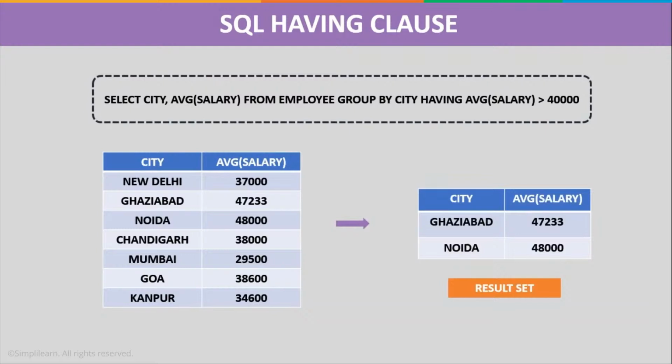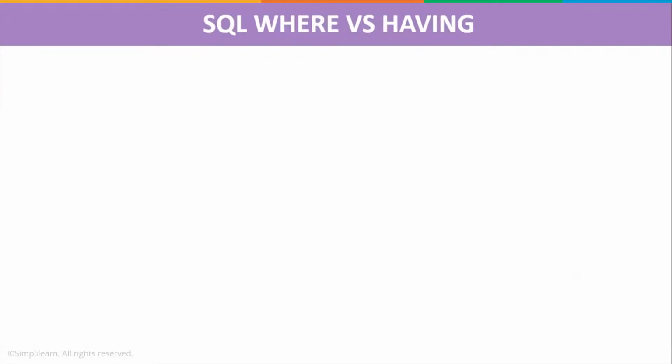Now in this case, if I implement this query, this will be the following output. As you can see, both Ghaziabad and Noida have an average salary of more than 40,000, that is 47,233 and 48,000. So in this way, you can use the SQL HAVING clause as well.